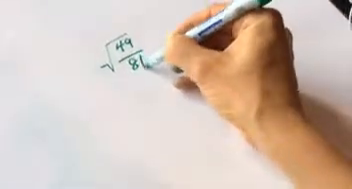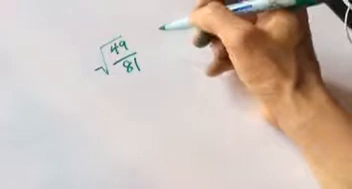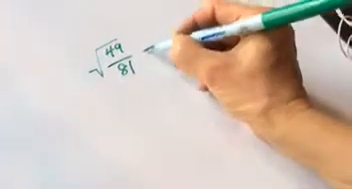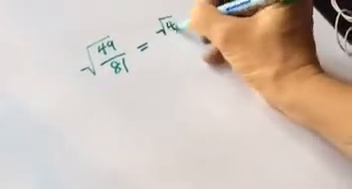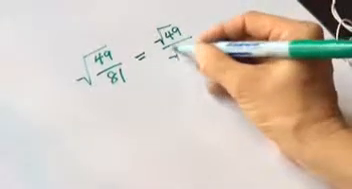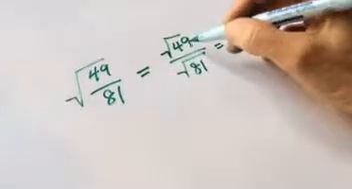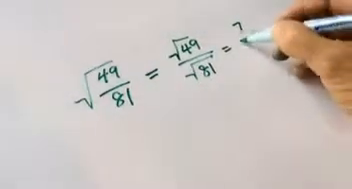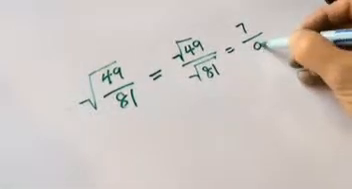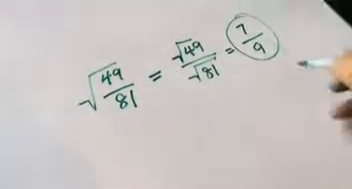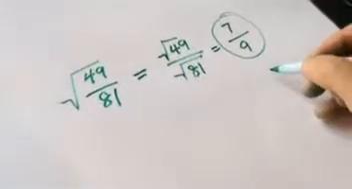Let's do an example. How about the square root of 49 over 81? Okay, so using the quotient property of square roots, I would make it the square root of 49 over the square root of 81, which simplifies to: the square root of 49 is 7, and the square root of 81 is 9, and there is my answer, right? Good job. Correct.